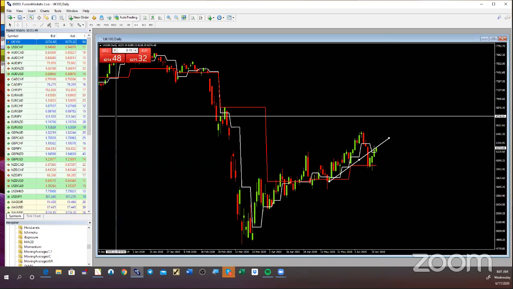But for right now, it looks just a little bit quiet, and probably for that reason, just a little bit tricky to trade. So I will sit on the sidelines with that one for now, and see what we get later on.